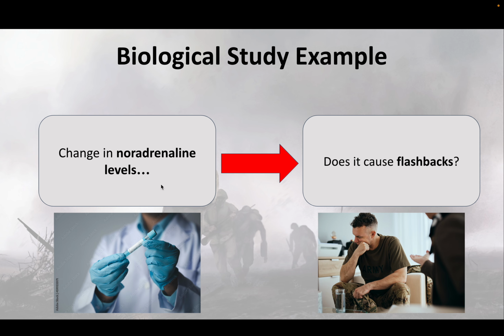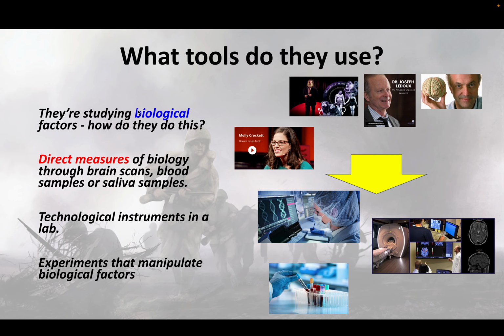Or they might just do a correlational study and measure the noradrenaline, the biological factor, and see if it affects behavior. So, they're doing biological studies which focus on a biological factor as the potential cause. That's a real basic methodology. All right, but I think here are some of the key terms here: direct measures through brain scans, blood samples, saliva.